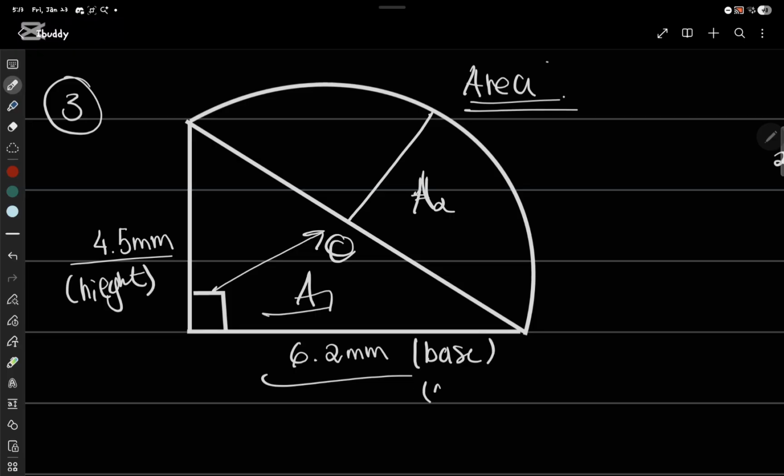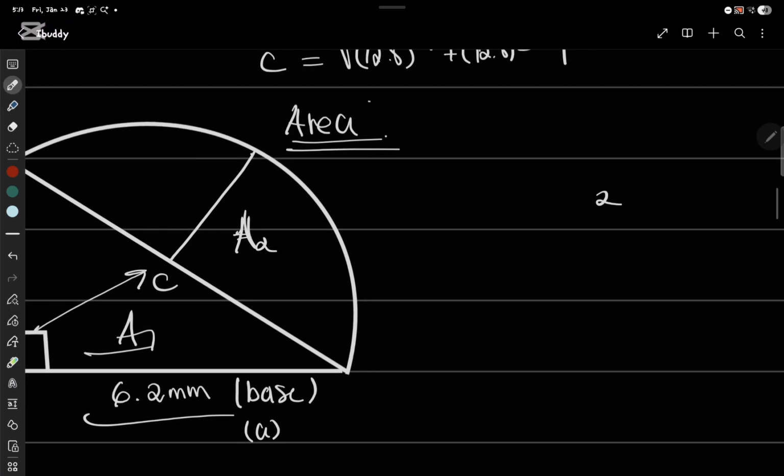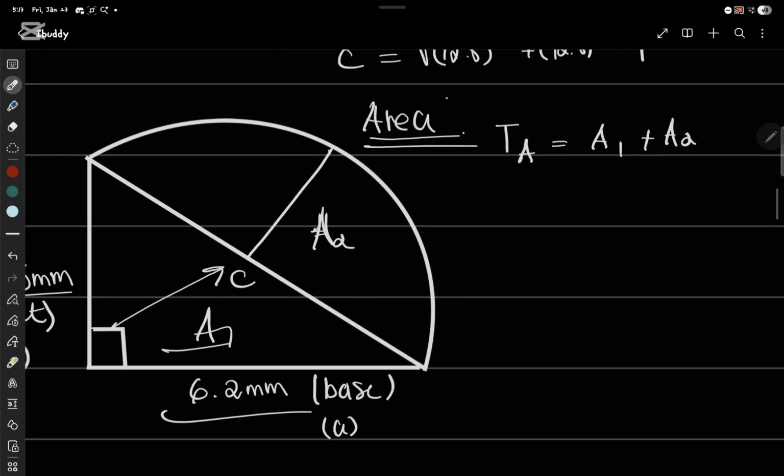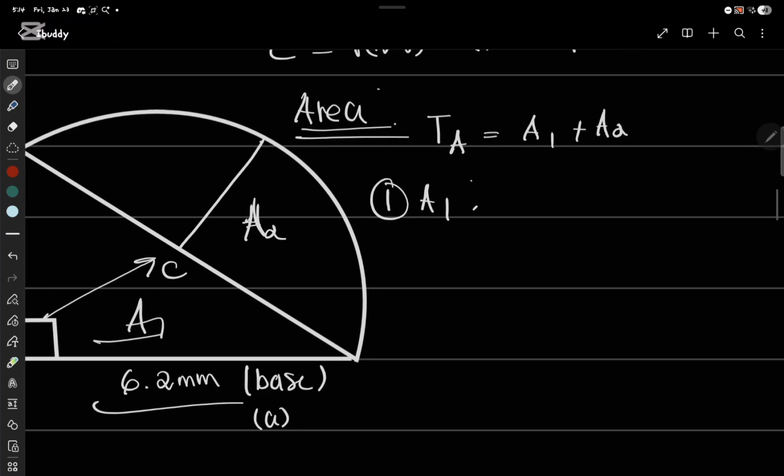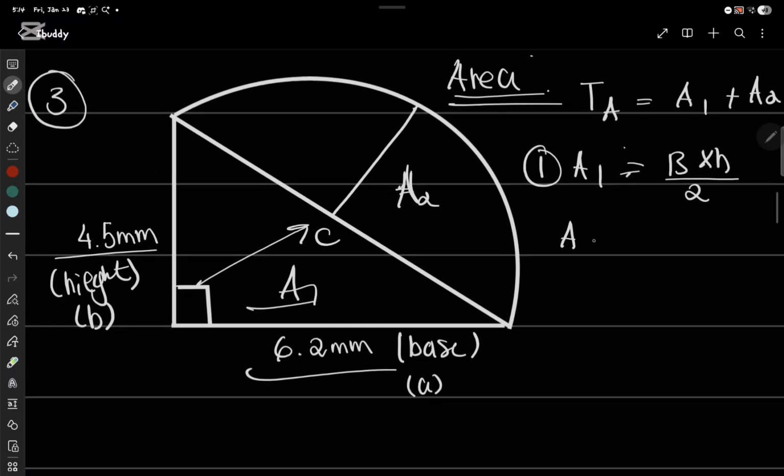Okay, this base can also be called A and B because they're legs adjacent to the right angle, and this side opposite to the right angle is the hypotenuse. So let's calculate area 1 first. So I'll give you the formula: total area equals area 1 plus area 2. Okay, so now we have the area 1. So let's get the area 1. So area of a triangle is base times height divided by 2. Okay, so you just plug those values into the calculator.